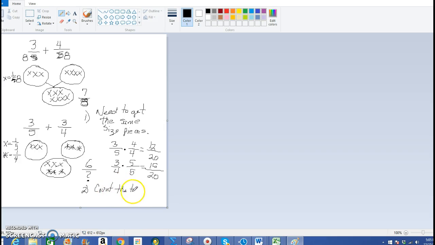I count the total pieces. All right, so my total pieces is 12 here, 15 here. So that's 27 total pieces. And then I've got to put my fraction bar in so that I can name my pieces. I have 27 pieces, and my pieces are 20ths.